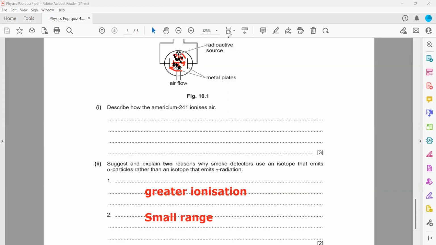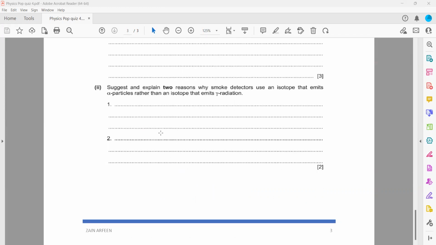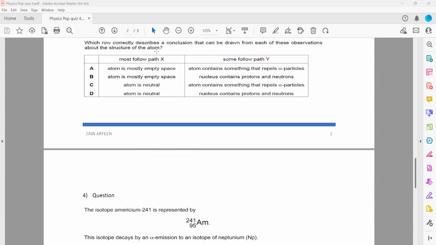Is it clear, this one? Why do smoke detectors use alpha particles rather than gamma?